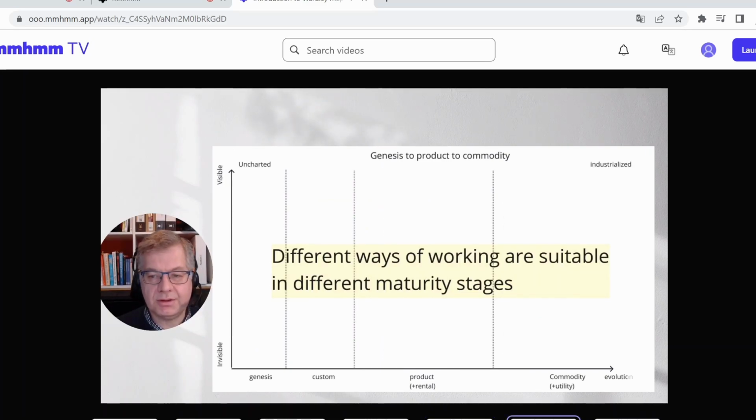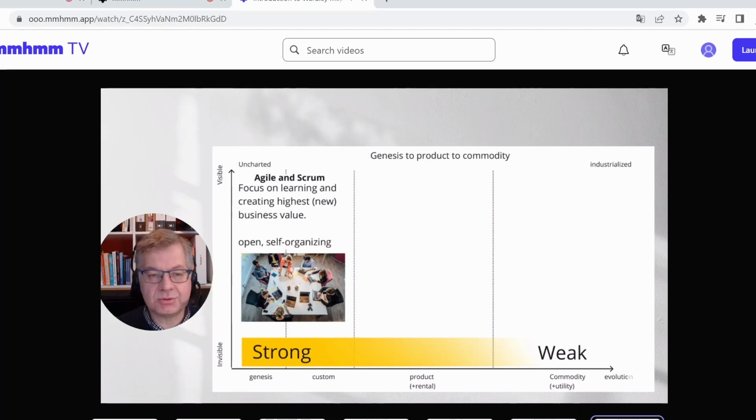Different ways of working are also suitable in different maturity stages. In the early stages, Agile and Scrum is strong. Here the focus is on learning and creating the highest value. Information needs to be open and teams self-organizing.